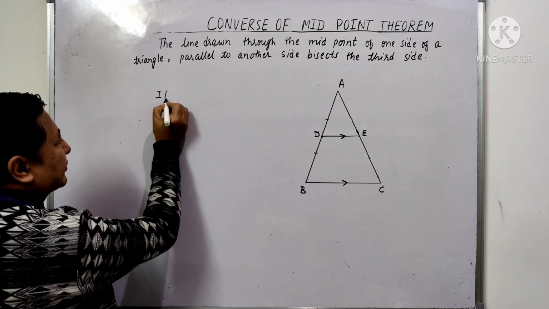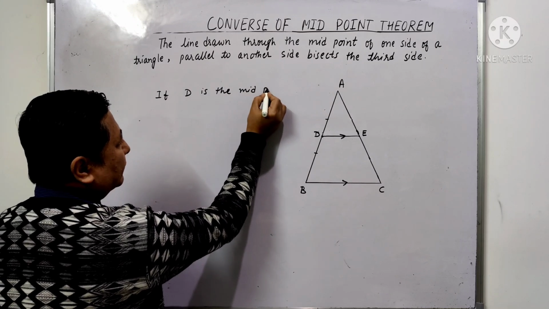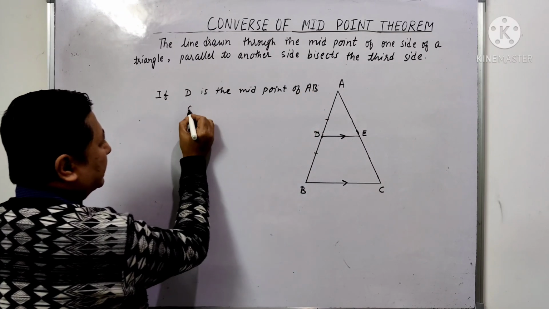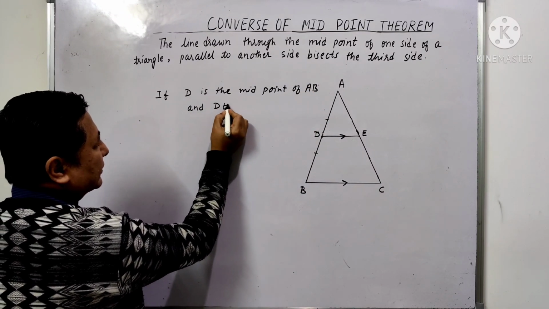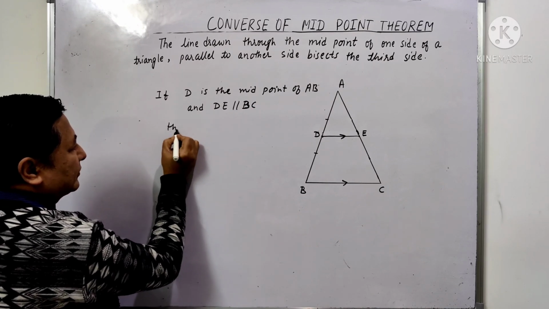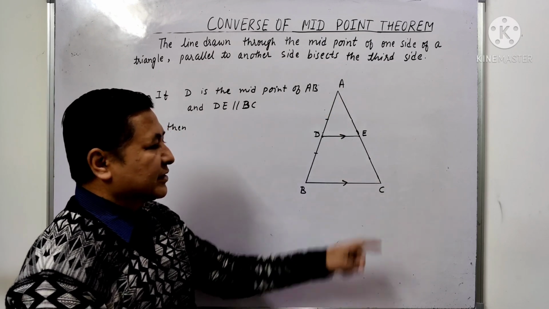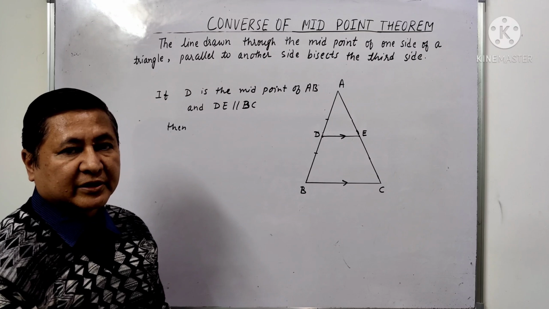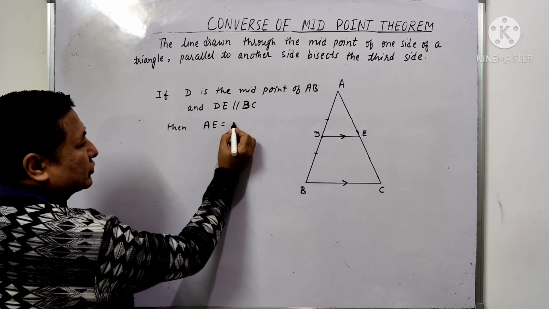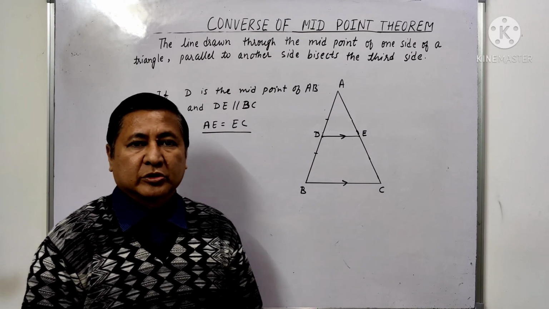So if D is the midpoint of AB and DE parallel to BC, then the line segment DE will bisect the third side, that is AC. That means AE will be equal to EC. This is known as converse of midpoint theorem.